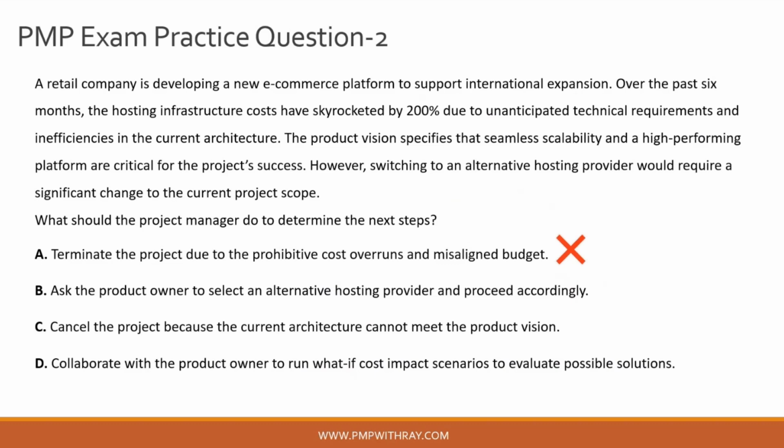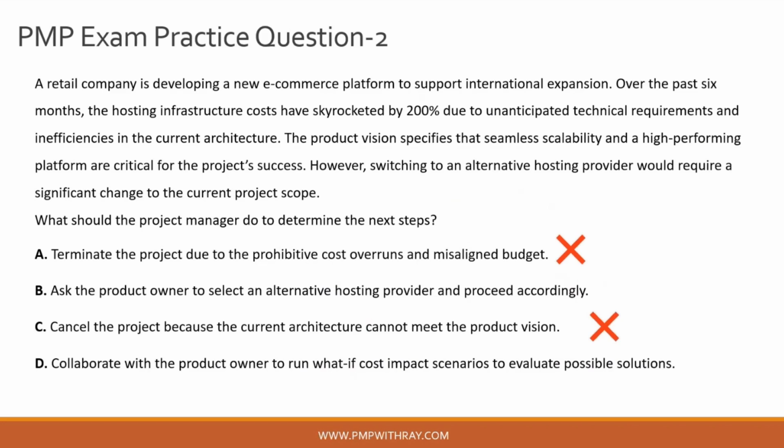So if you look at the PMBOK, it emphasizes that the project managers must evaluate the feasibility of all the alternatives before coming to a conclusion, which is, let's say, cancellation or termination of a project. So that is why option C is also quite drastic, and hence it is an incorrect answer choice. Now we are left with option B and option D. Now, both of these seem viable because they propose actionable next steps. However, let's look at each of the options a bit more closely.